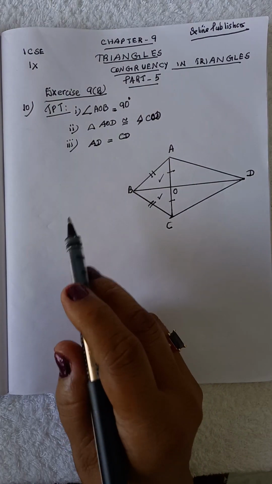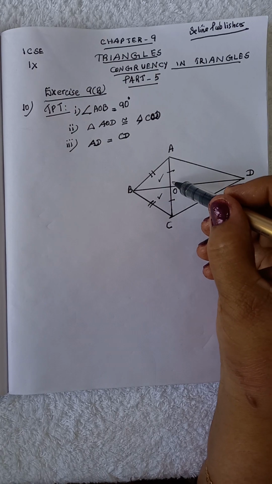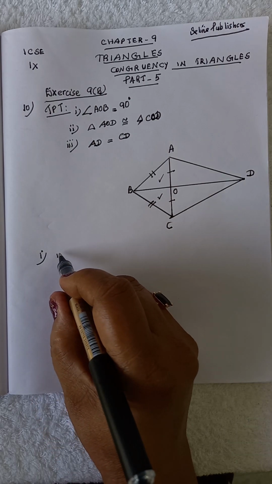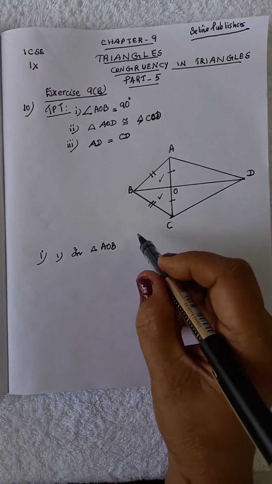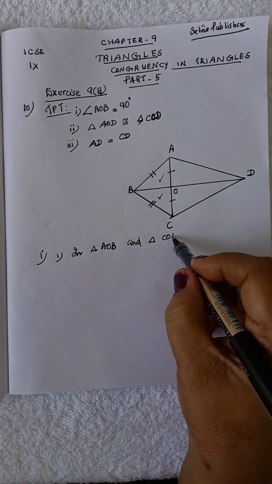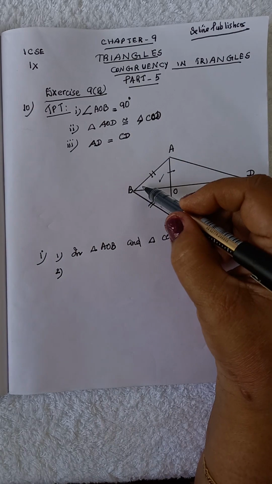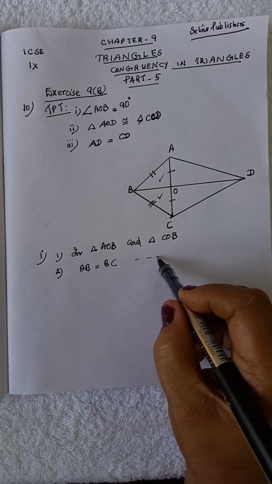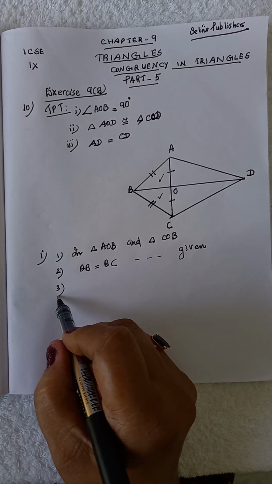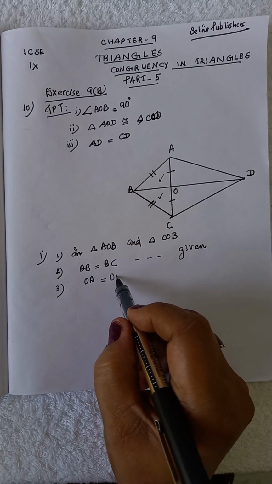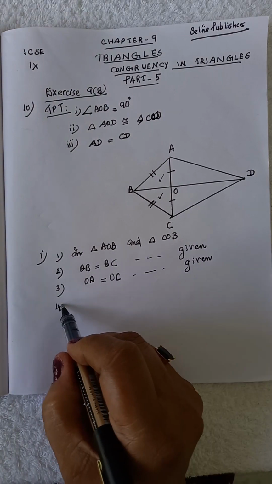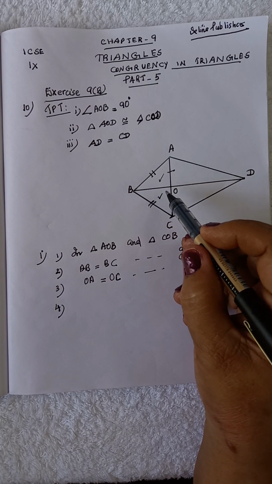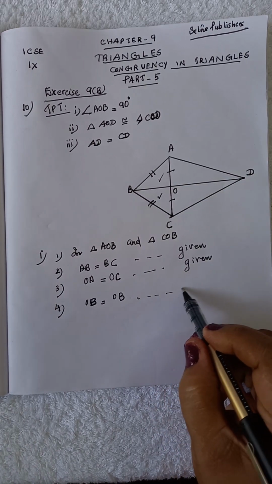In order to do the first question, let us take triangles AOB and COB. So let us write first part. In that first point is in triangle AOB and triangle COB. Second point, here AB is equal to BC, that is given in the question. So AB is equal to BC, that is given. Now third point is OA is equal to OC. Reason is given. Now fourth point is OB is common side to both triangle AOB and triangle COB. So reason is common side.